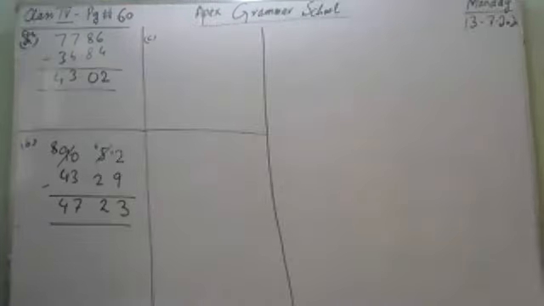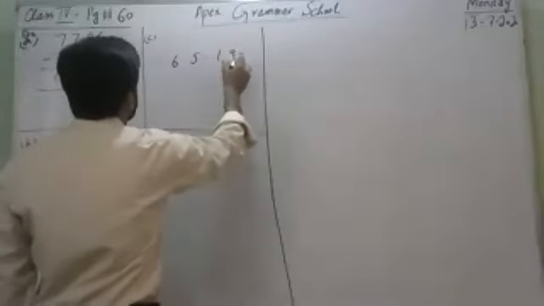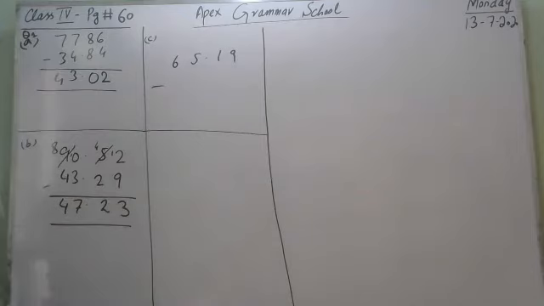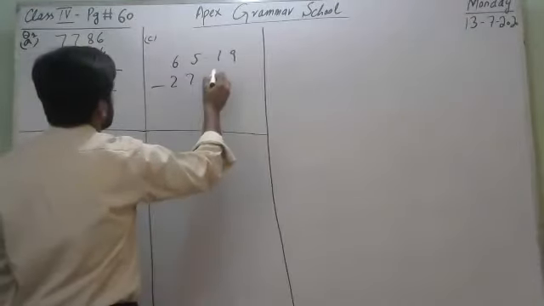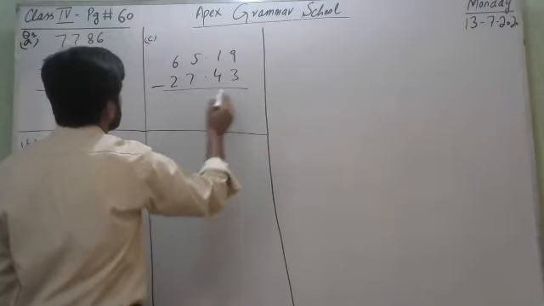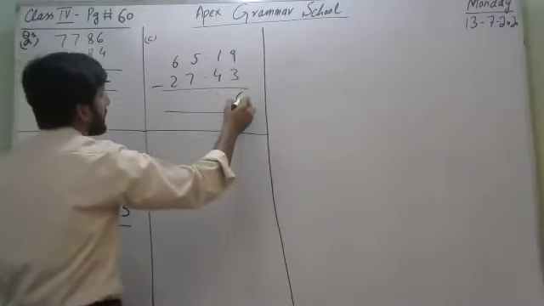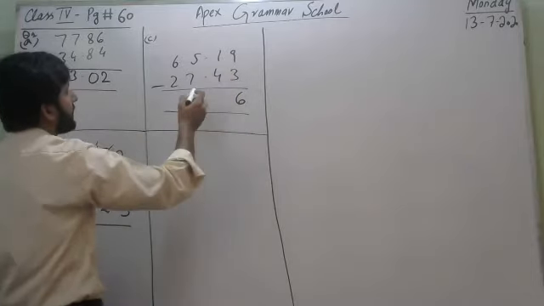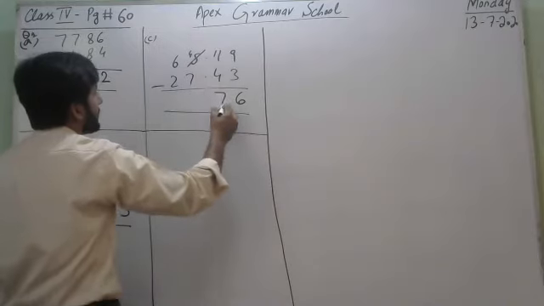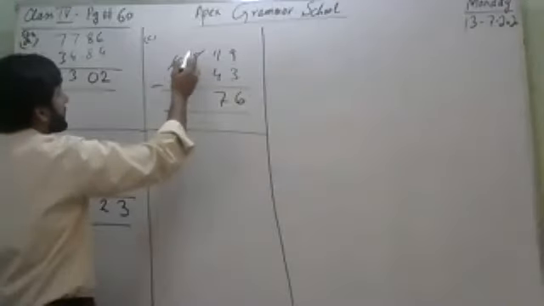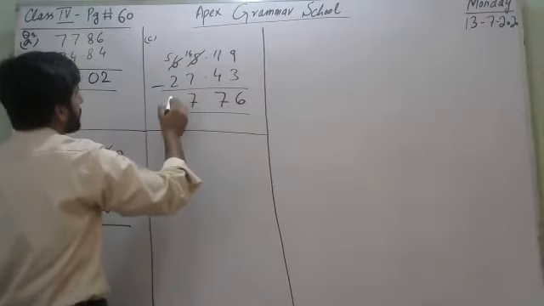C part is 65.19 minus 27.43. 9 minus 3, this is 6. 1 is smaller, 4 is greater. We will take carry from this 5, it becomes 4. 11 minus 4, 7, decimal as it is. Once again carry. 14 minus 7 is 7, and 5 minus 2, this is 3.